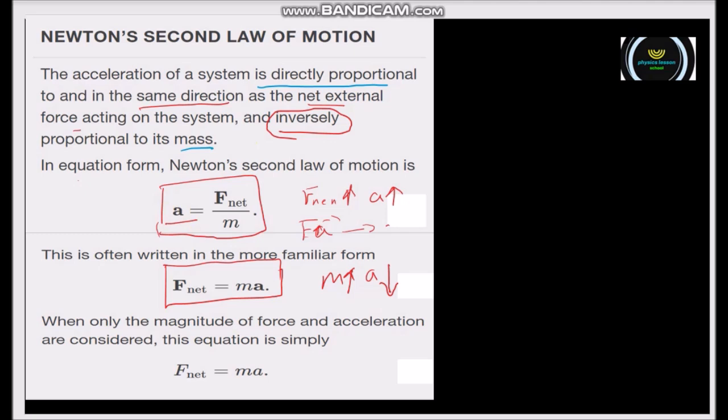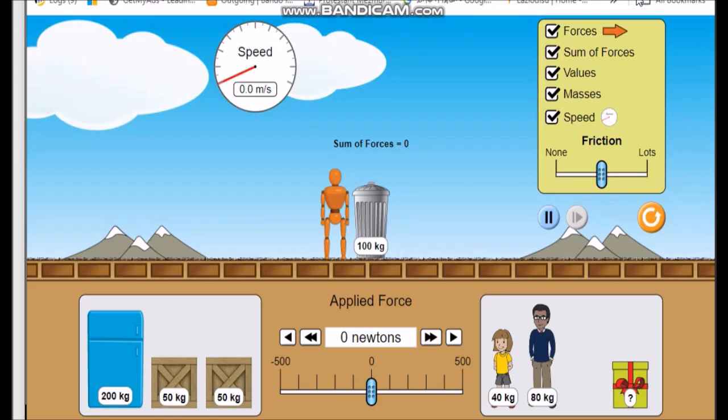So when only the magnitude of the force and the acceleration are considered, this equation is simply net force is equal to mass times acceleration. Let's see what's inversely and what's directly proportional. Let me show you one simulation. Okay, here is a simple simulation.